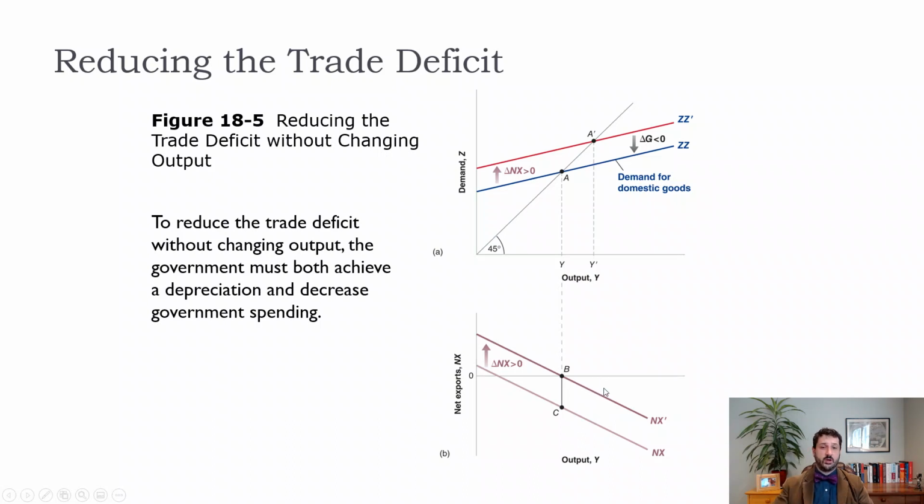But then if we want to get back to our original ZZ line, then we can decrease government spending. So we can have a real depreciation and a decrease in government spending that will shift us back to our original ZZ line, but the new net export line stays. And so now we go from C to B. So instead of going from C to a point over here on our new net export line, we go to this point B.